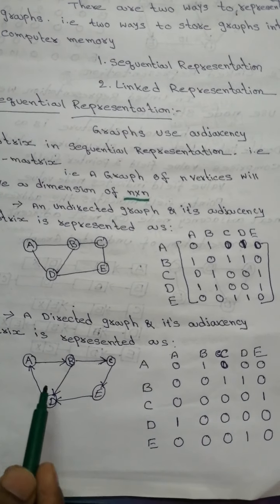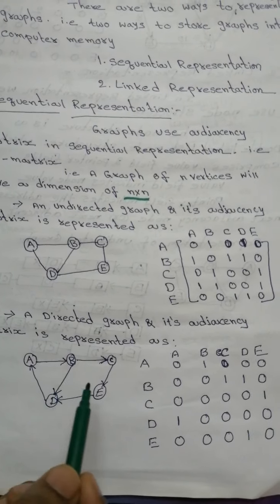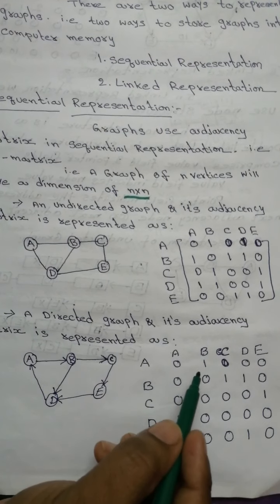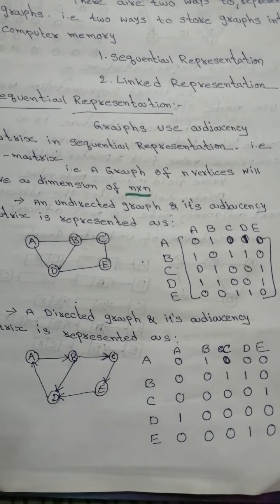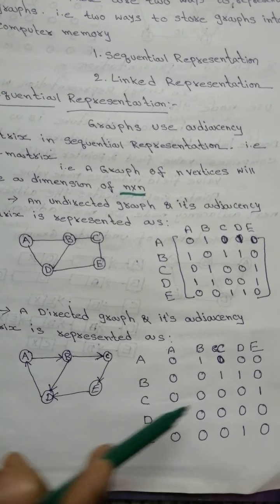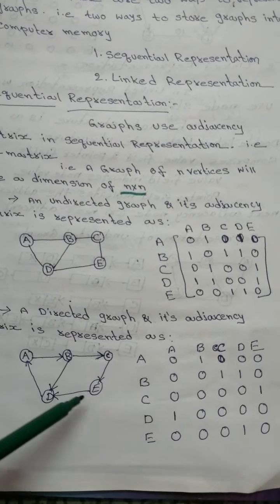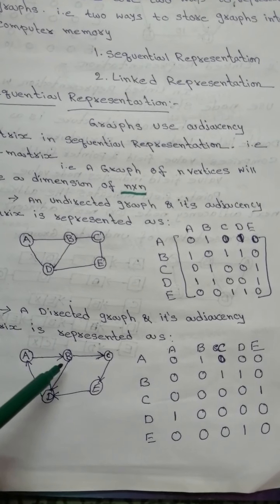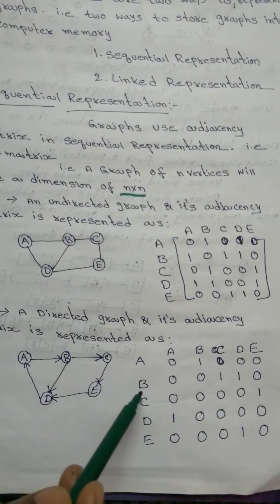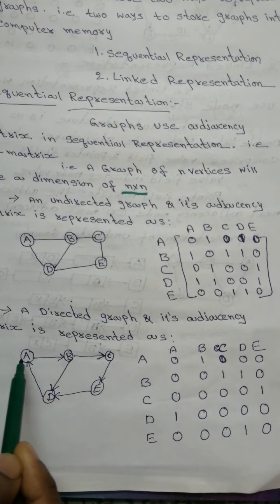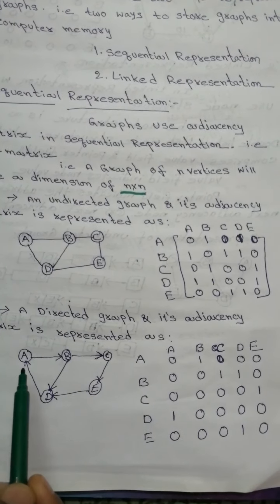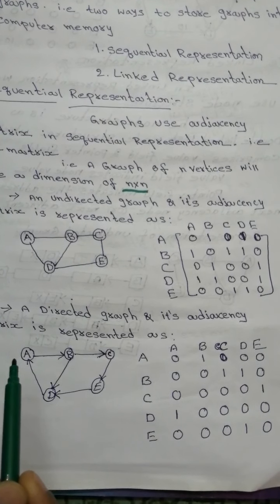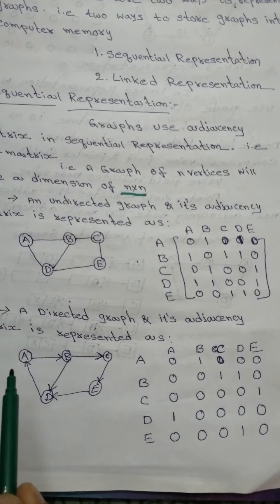Now what happens here? See, A to B having a connection, so it is 1. There is no direct connection for A to C, 0. There is no connection for A to D, 0. There is no connection for A to E, 0. Now, second vertex B. B to A. Is there a connection for B to A? There is no connection because it is a directed graph. So in whatever direction is being represented, in that way only we need to traverse.